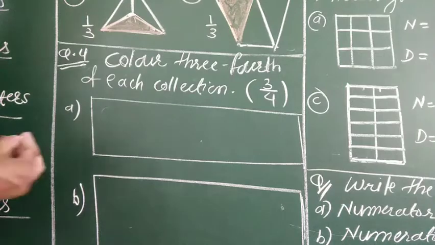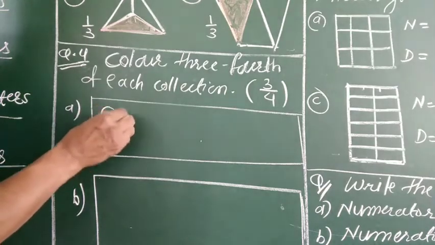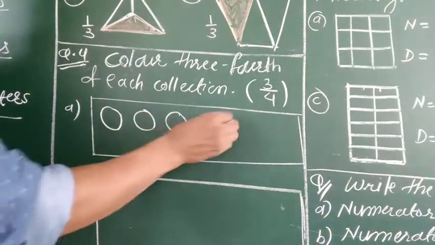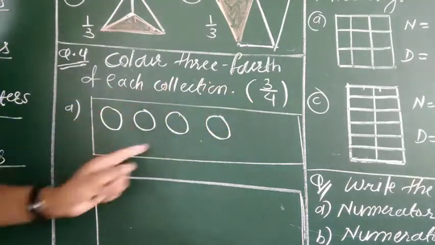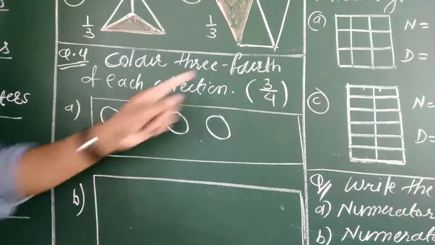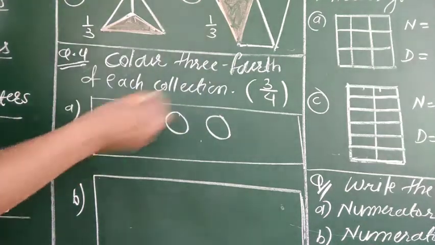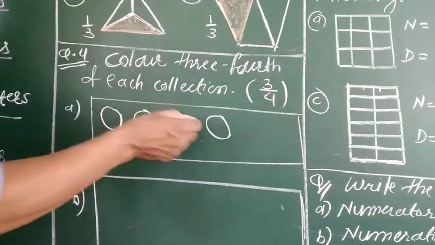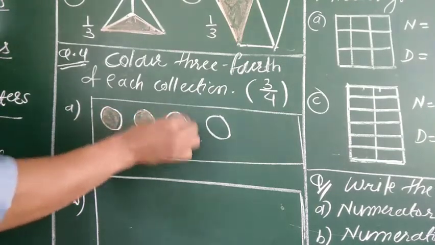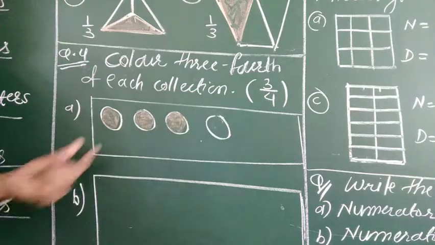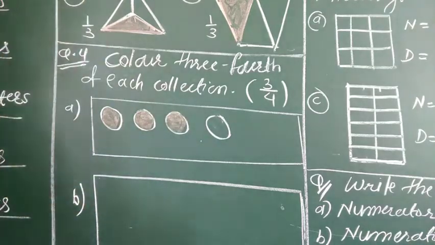So see, this is the first collection. This collection has circles like this. See. So how many are there, beta? 4 are there. So out of 4, it is 3/4. Out of 4, how many do you have to color? Out of 4, 3/4 you have to color, means out of these 4 circles you have to color any 3 circles. So this way it is 3/4. Okay. Out of 4 only we color 3 circles.